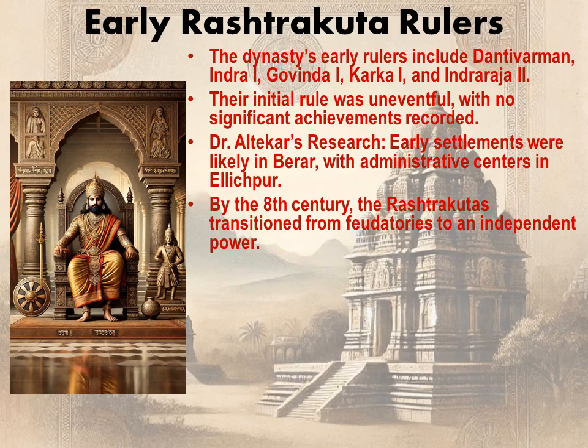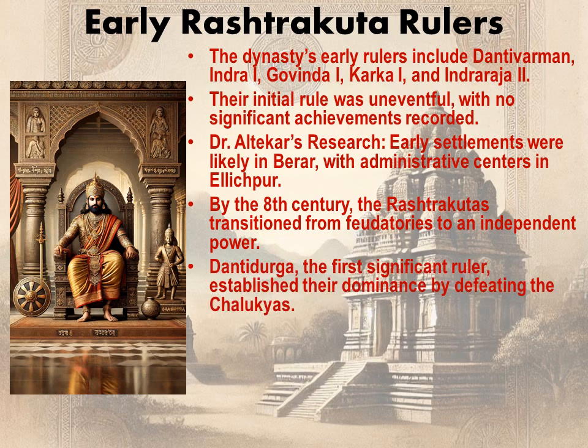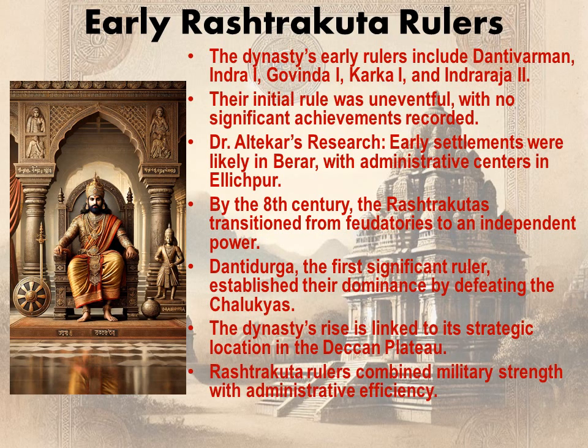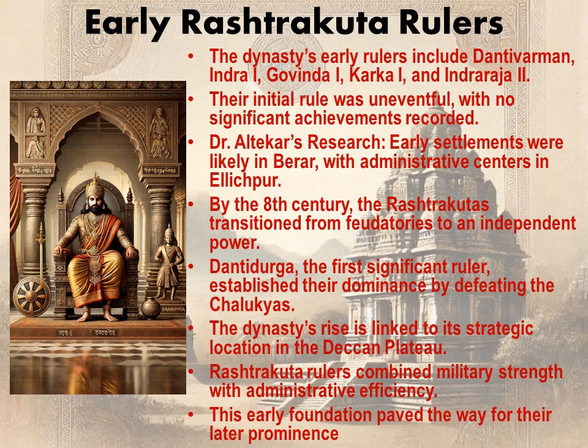By the 8th century, the Rashtrakutas transitioned from feudatories to an independent power. Danti Durga, the first significant ruler, established their dominance by defeating the Chalukyas. The dynasty's rise is linked to its strategic location in the Deccan Plateau. Rashtrakuta rulers combined military strength with administrative efficiency. This early foundation paved the way for their later prominence.